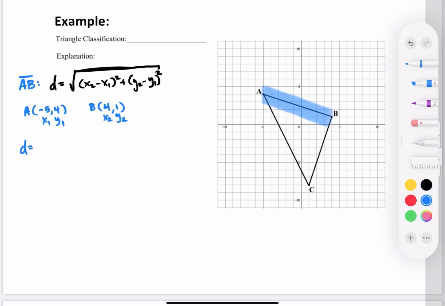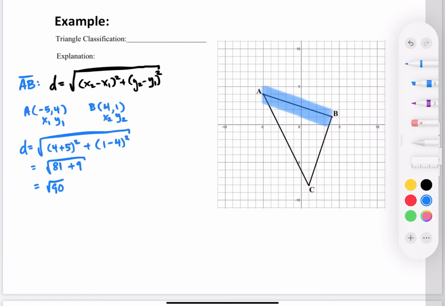And that means D is equal to the square root of x2, which is 4, minus x1, which is negative 5, so that means plus 5, squared, plus y2, which is 1, minus y1, which is 4, squared. And then we go ahead and do the math here. Well, 4 plus 5 is 9, and 9 squared is 81. 1 minus 4 is negative 3, and negative 3 squared is 9. And all of this is still inside that radical. Well, 81 plus 9 is equal to the square root of 90.